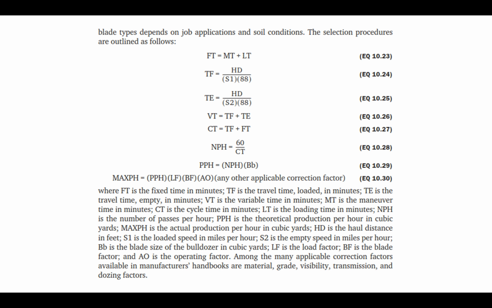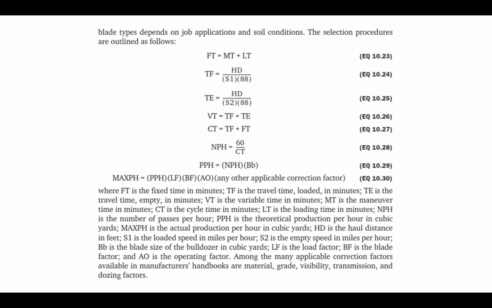MT is the maneuvering time in minutes. So just like we have the shovel maneuvering time, we have maneuvering time for the dozers as well. And CT is the cycle time. LT is the loading time in minutes, and MPH is the number of passes per hour, whereas PPH is the theoretical production per hour in cubic yards.